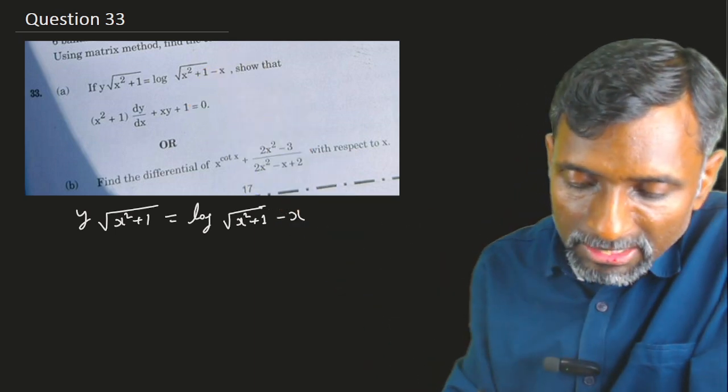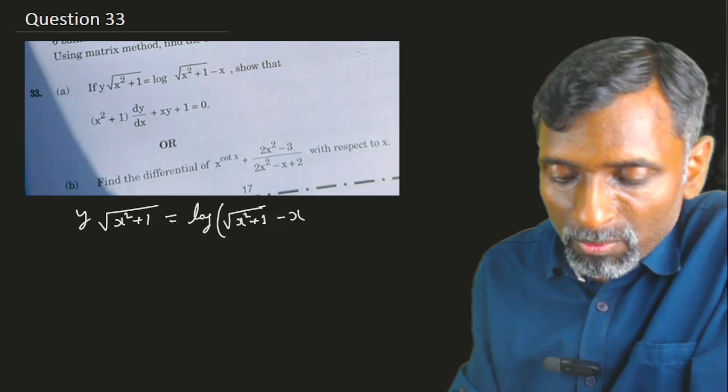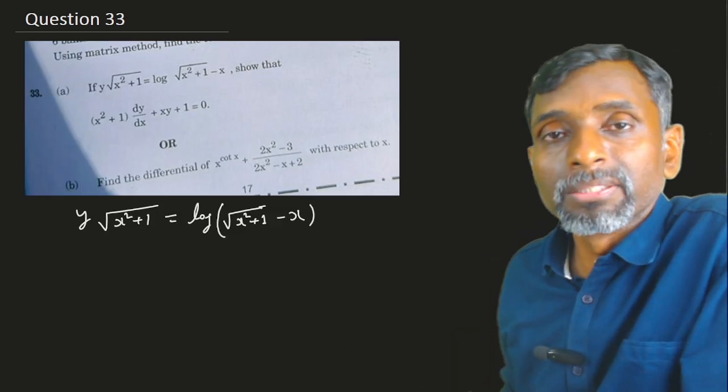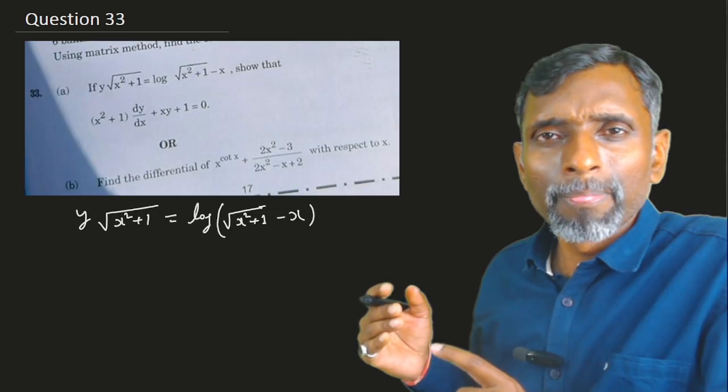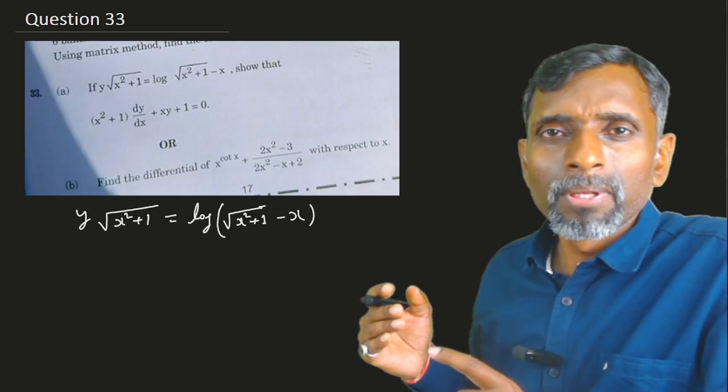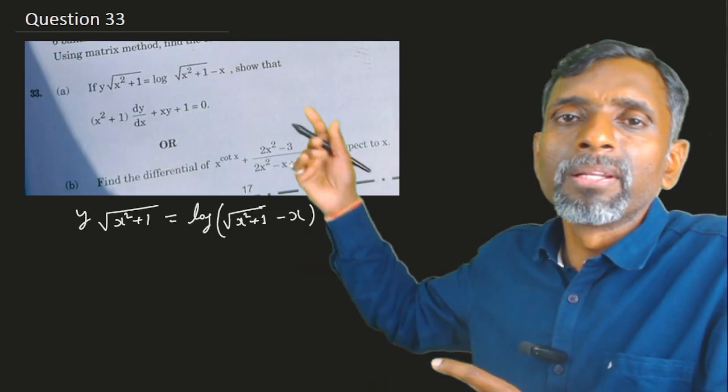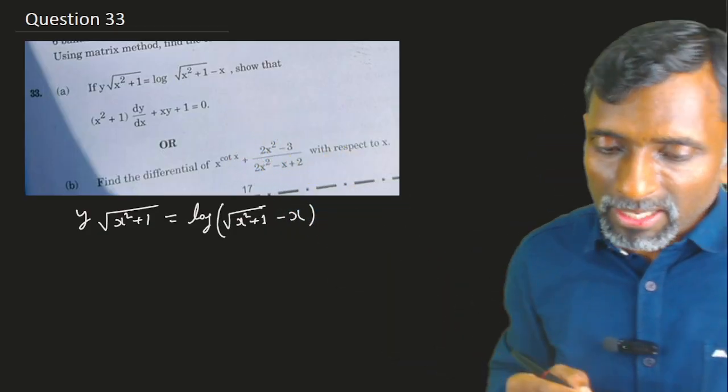Actually this question is log, bracket, root x square plus 1 minus x. Then we will get the answer. So this is not clearly mentioned. There is a mistake in the question. If it is a bracket, we will get this answer. Okay, I am solving it like this.